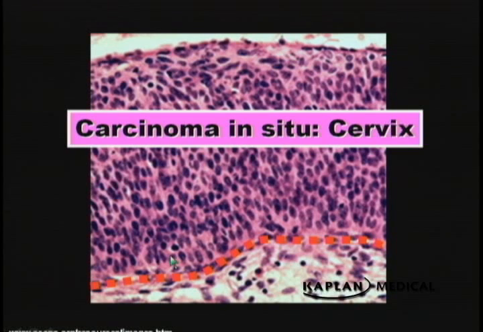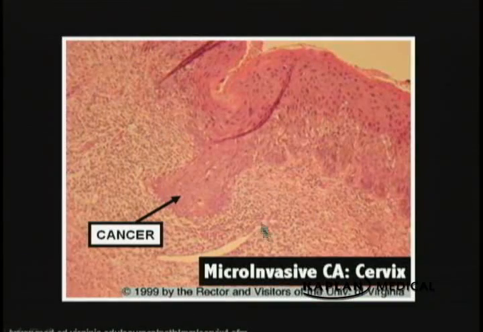Here you can see is carcinoma in situ, full thickness, but the basement membrane is intact, stroma, no invasion. Now look here.